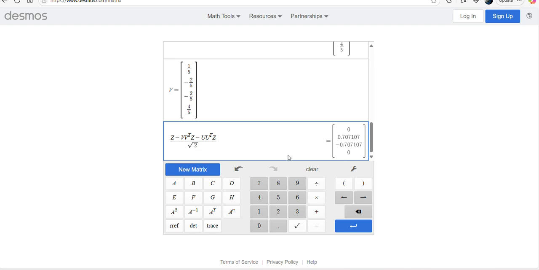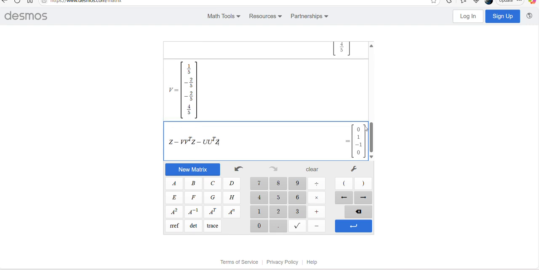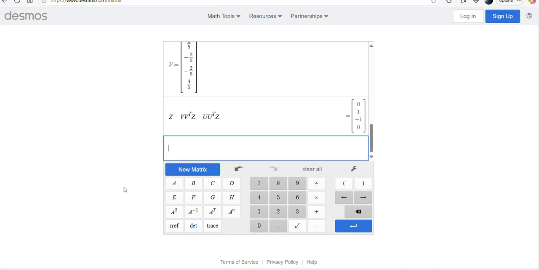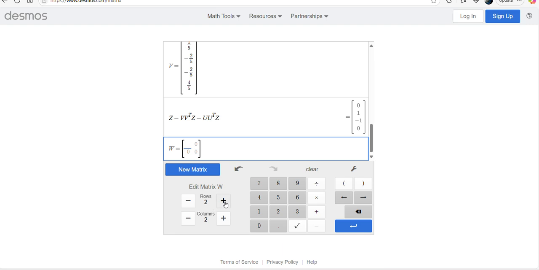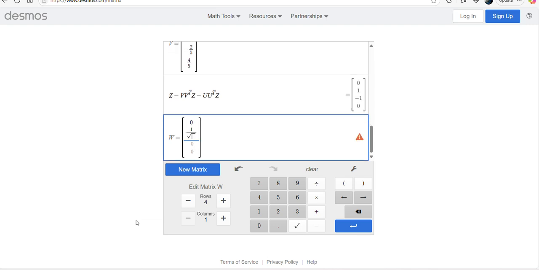So really what you can do is remove the square root of 2 from the denominator, with each of those elements divided by the square root of 2. So 0, 1 divided by the square root of 2, -1 divided by the square root of 2, 0. And that's our W, I'm calling it. U, V, W: those are our unit vectors for the basis of the subspace of R4.